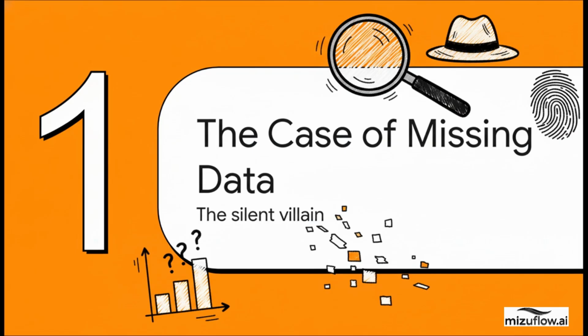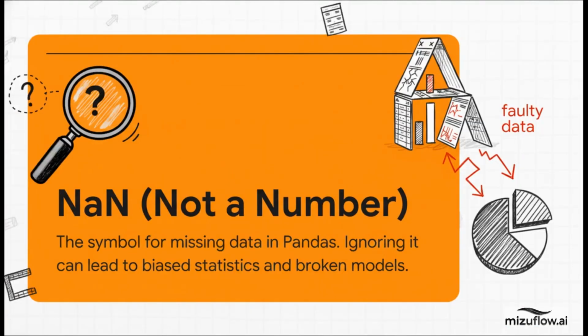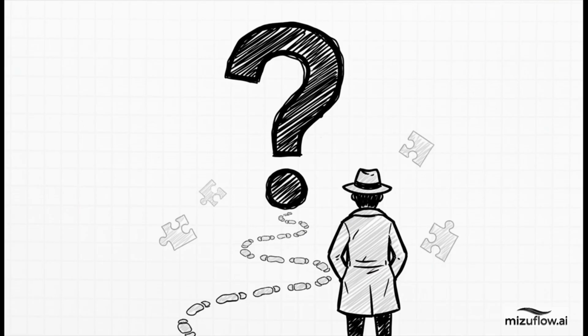The very first step for any detective is to really understand the nature of the crime and the suspect they're hunting down. So, meet our main suspect, NaN. It stands for not a number. This is how Pandas flags a value that's just gone. And trust me, it is not harmless. If you just ignore NaNs, you're basically building your entire analysis on a house of cards. It's a recipe for biased stats and broken models. Right, so the crucial point here is we can't just pretend they're not there. A good detective has to find the clues before they can solve the case. So where do we even begin looking?